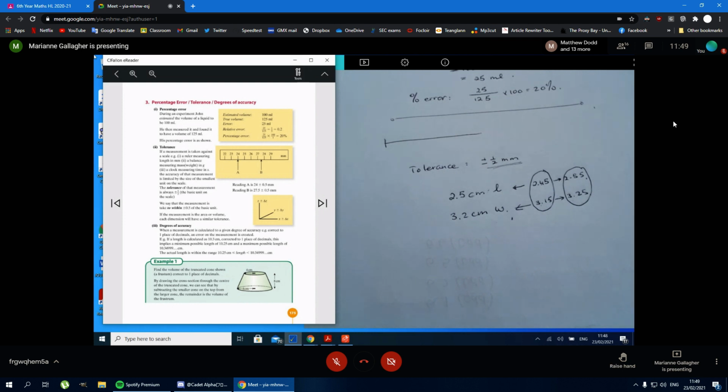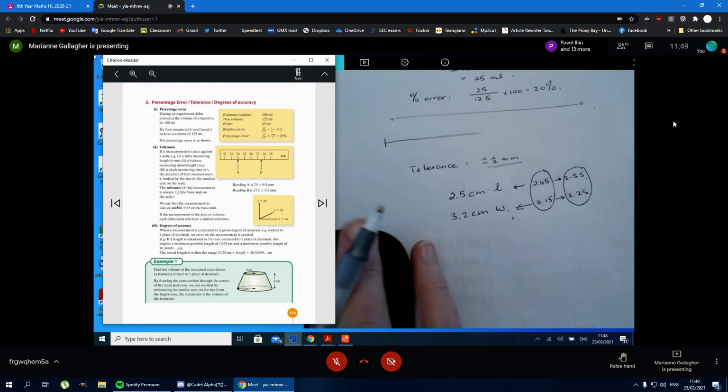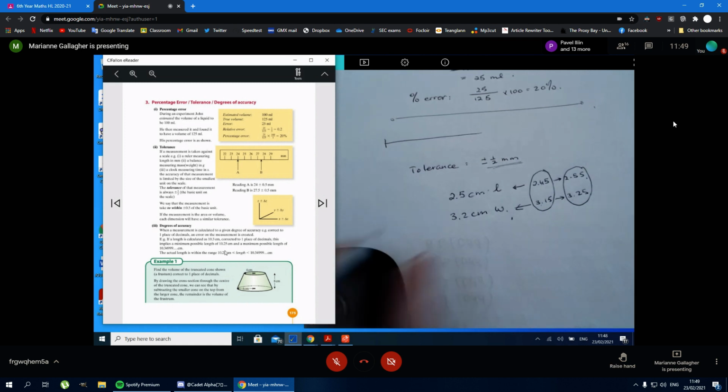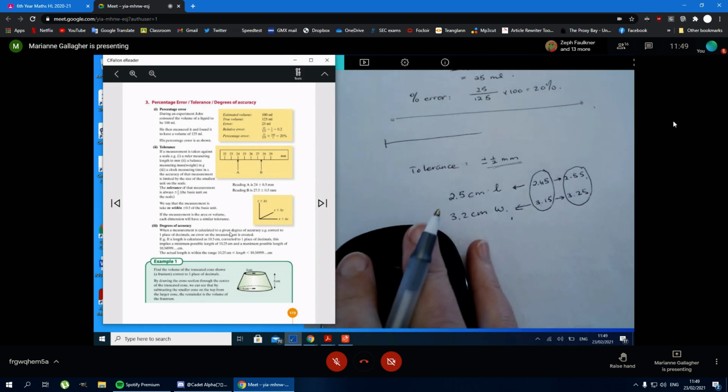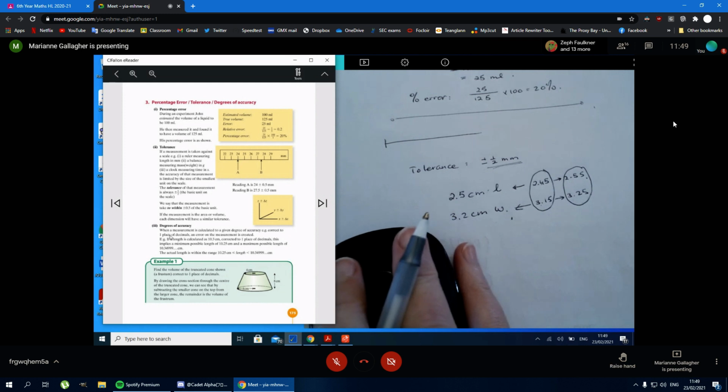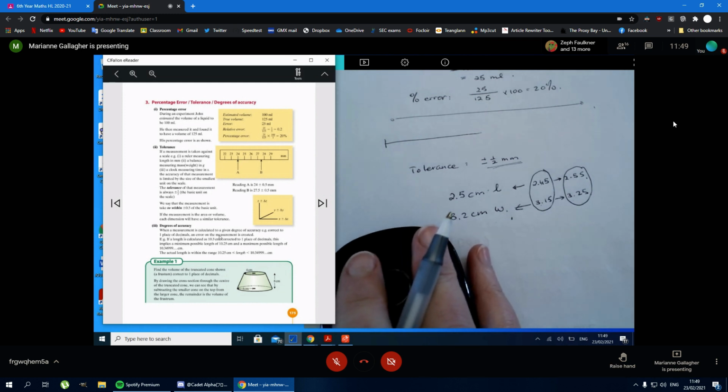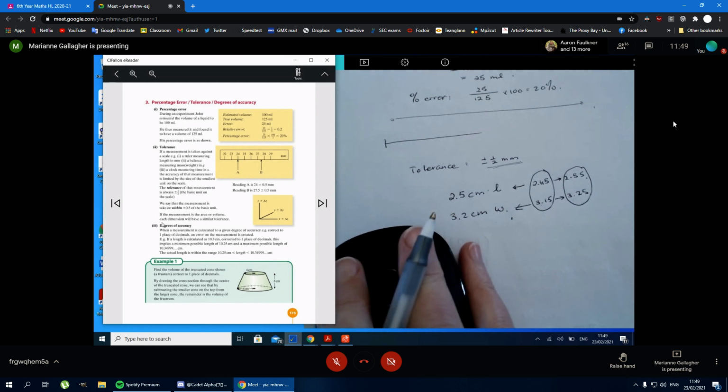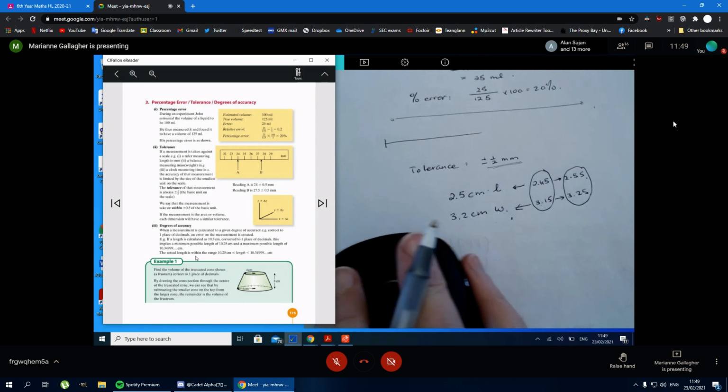And then the last thing we want to look at when we're measuring is how accurate it is. So degrees of accuracy. So obviously when you're rounding off something or you're reading a length, if it's given to a degree of accuracy, correct to 1 decimal place, that's an error as well because you're rounding. Okay, so degrees of accuracy is due to rounding, tolerance is due to the actual scale.